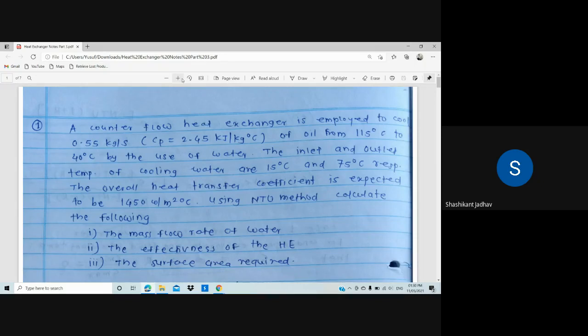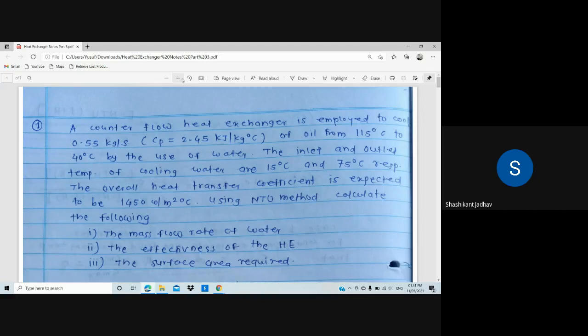The overall heat transfer coefficient is expected to be 1450 watt per meter square degree Celsius.